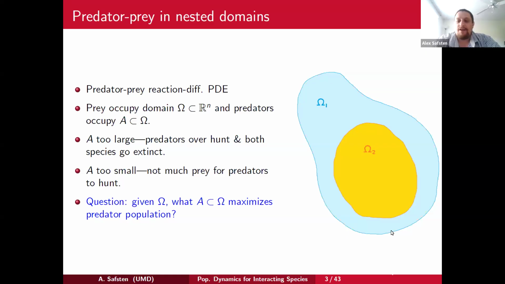The idea is that if the predators were to allow themselves to live in the entire domain omega, they would overhunt the prey, and then both species would go extinct. But if the predators lived in a very small domain within omega, then there wouldn't be enough prey in that domain to support a large population. So perhaps somewhere in the middle there is an optimal domain for the predators to live in, a best domain, and we need to be able to understand what the size and shape of that domain is.